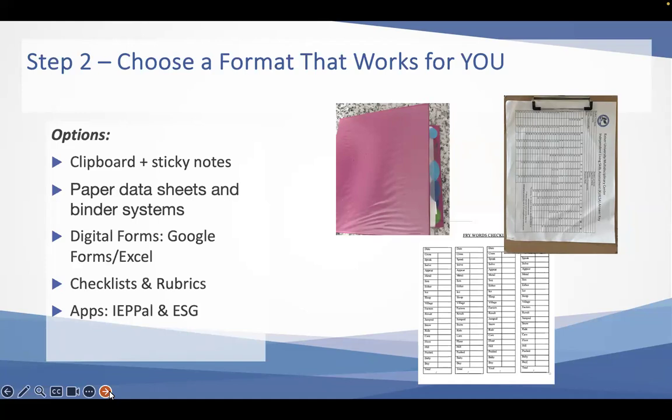You might prefer a paper clipboard you can grab and go, like the picture on the right, or maybe a binder with tab sections, also illustrated on this slide. Or maybe you like a digital format like Google Forms, a spreadsheet, or even an app like Dojo or ABC Data Pro. There's so many different apps out there that you could use, but maybe you prefer an app.